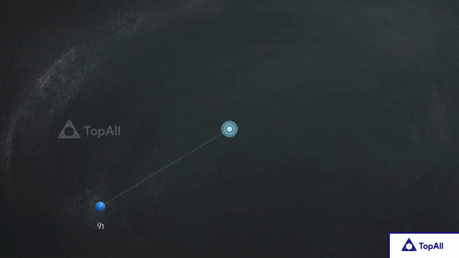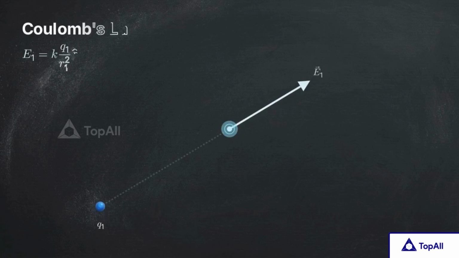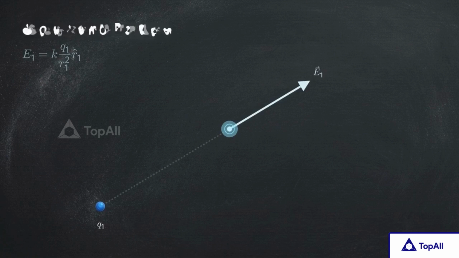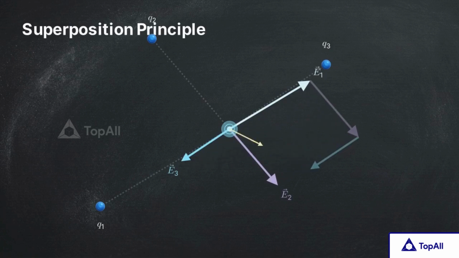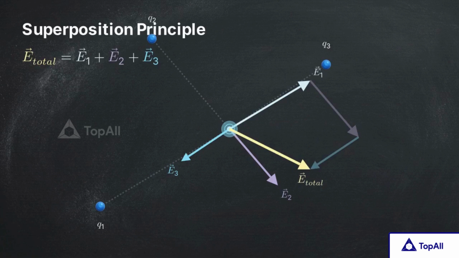Coulomb's law elegantly calculates electric fields for isolated point charges. In a vacuum, their interaction is direct. Even with more charges, the superposition principle keeps it manageable. Individual fields are calculated and added together to find the total resultant vector.